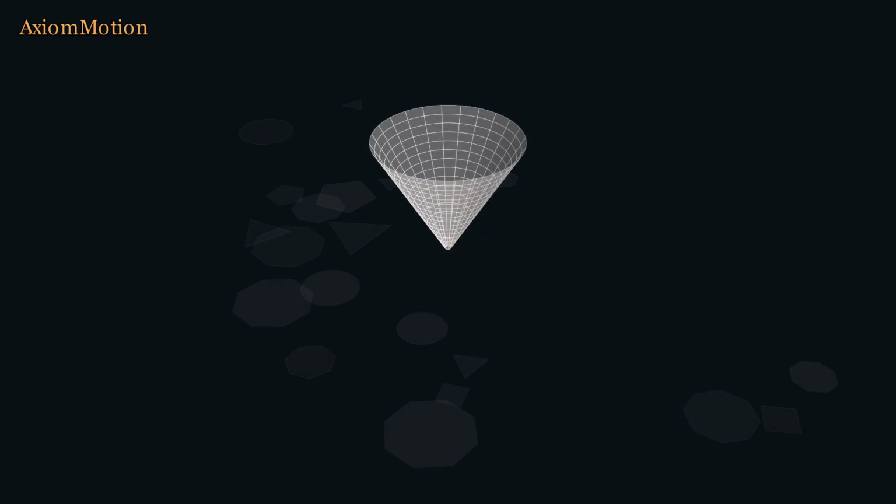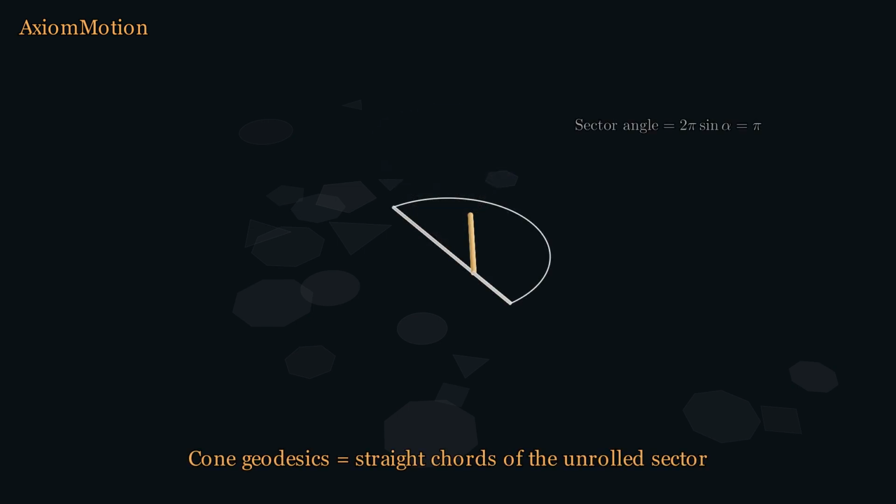The same trick works for the cone. Cut along a generator and lay it flat. A cone with a 30-degree semi-angle unrolls into a half-disk, a sector of angle π. Geodesics on the cone are straight chords of this sector, lifted back onto the surface.